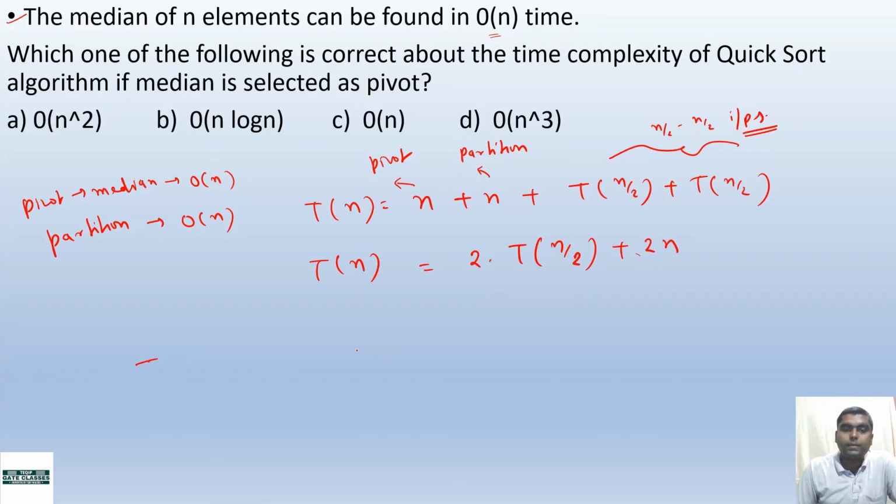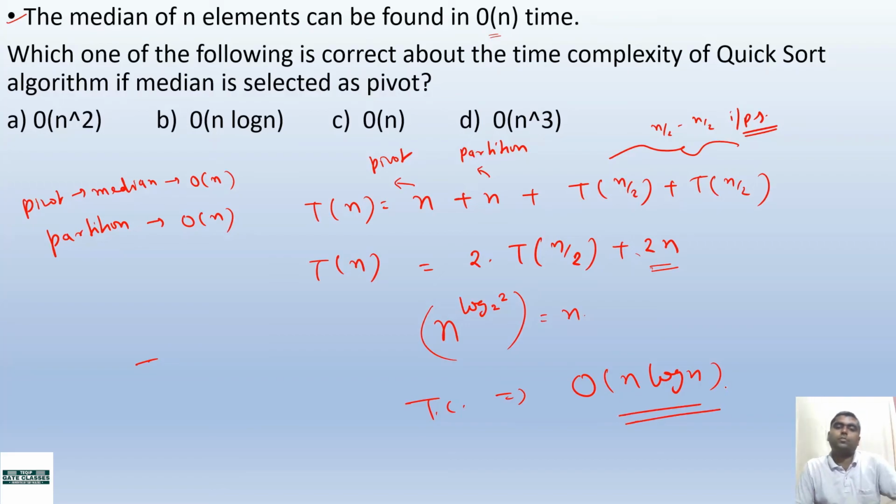So if you apply the master's method, it is n raised to the power log 2 base 2. Okay, so this will give me n, which is equal to this function. So finally the time complexity is what? Order of n log n. Time complexity is order of n log n.